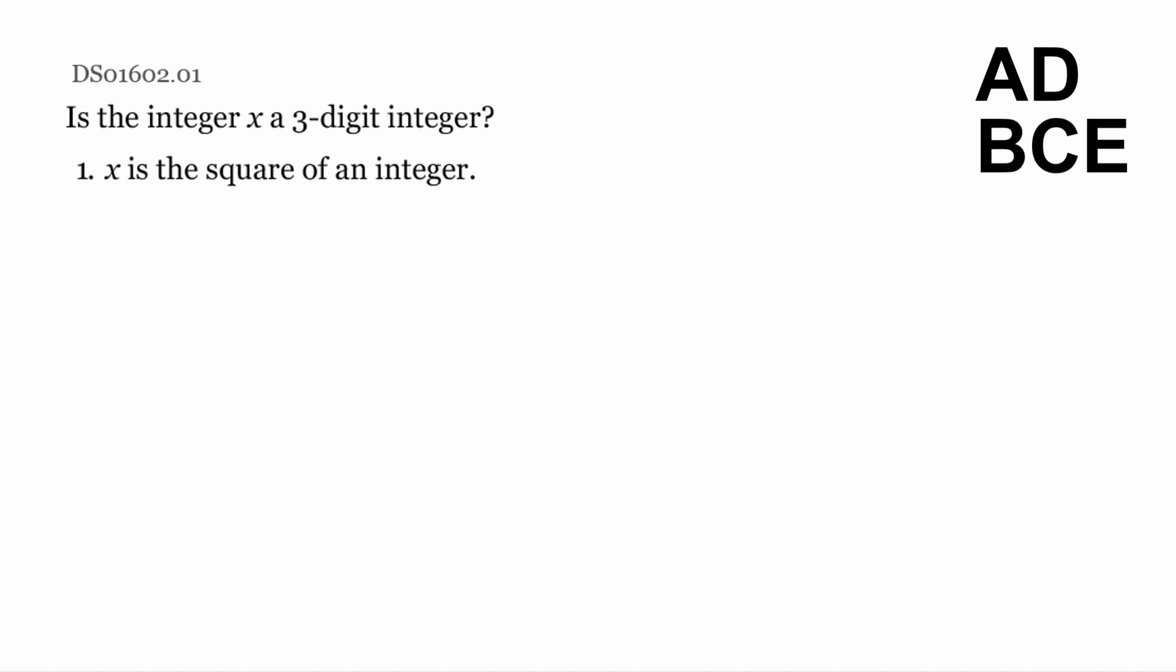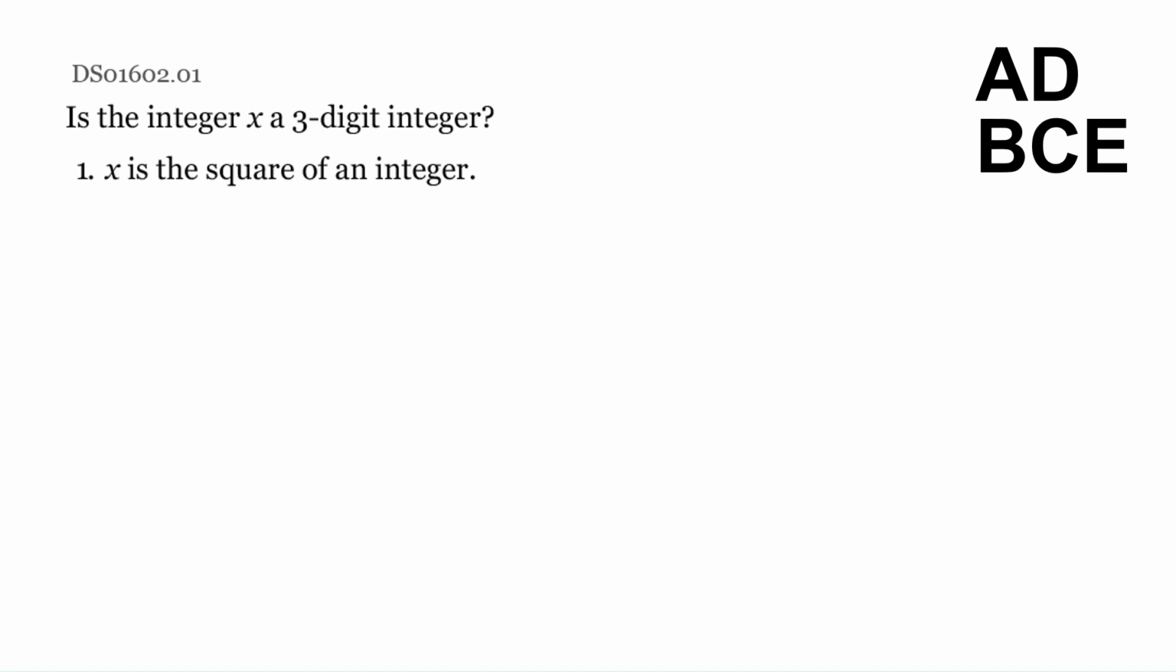Pick an integer, say 2. The square of 2 is 4, so x could be 4. Take another integer, say 9. 9 squared is 81, so x could be 81. We know that x is a square number. Remember that statements are facts. They're definitely true. Our job is to say whether this true information is enough to answer the question.